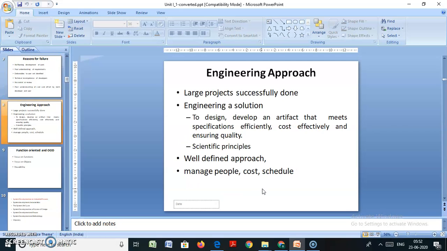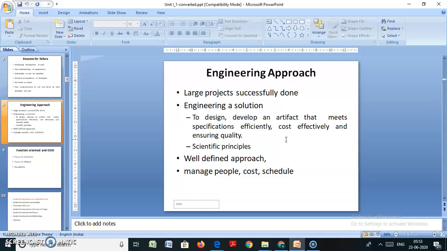For avoiding all these failures, we may follow the engineering approach. The engineering approach gives a good product. So what is the engineering approach? To design and develop an artifact that meets specifications efficiently, cost effectively, and ensuring the quality. With this approach, we design a good product that meets the customer requirements, is cost effective, and whose quality we ensure.